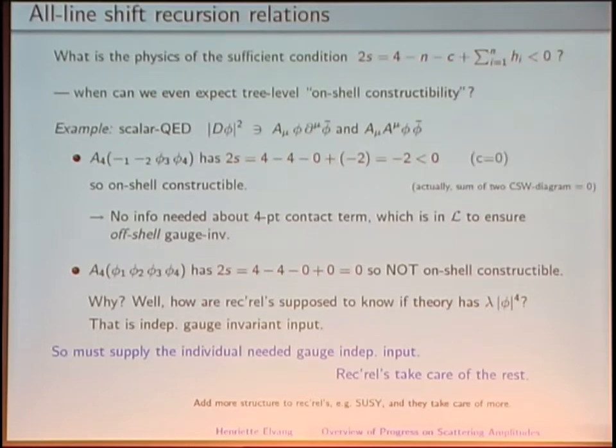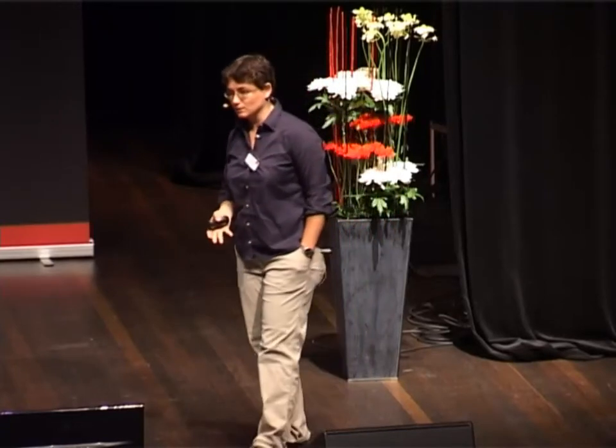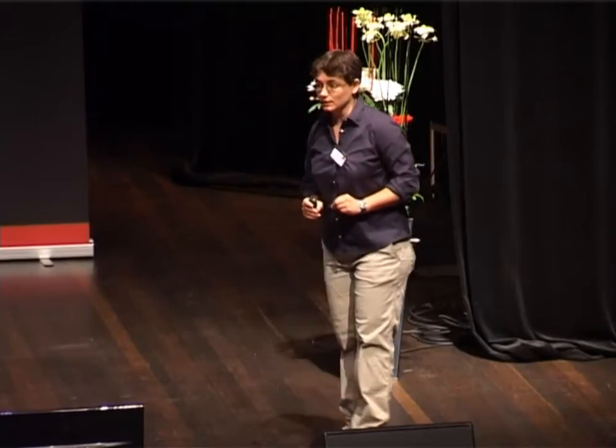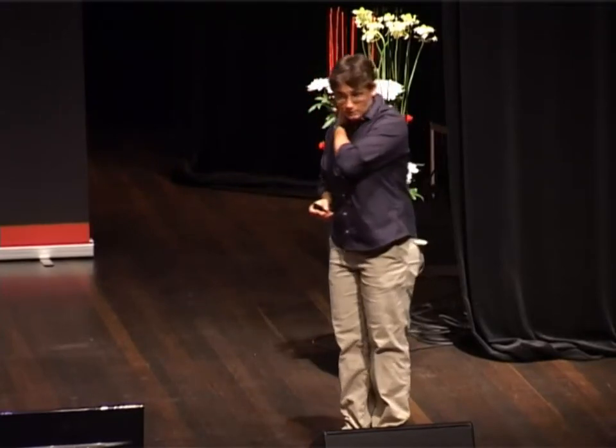So the lesson here is that Lagrangians can look in many different ways. You can write them, you can do field redefinitions, you can fix gauges in many different ways. But once you supply the gauge invariant information, that should be all you need to really calculate this on-shell information.